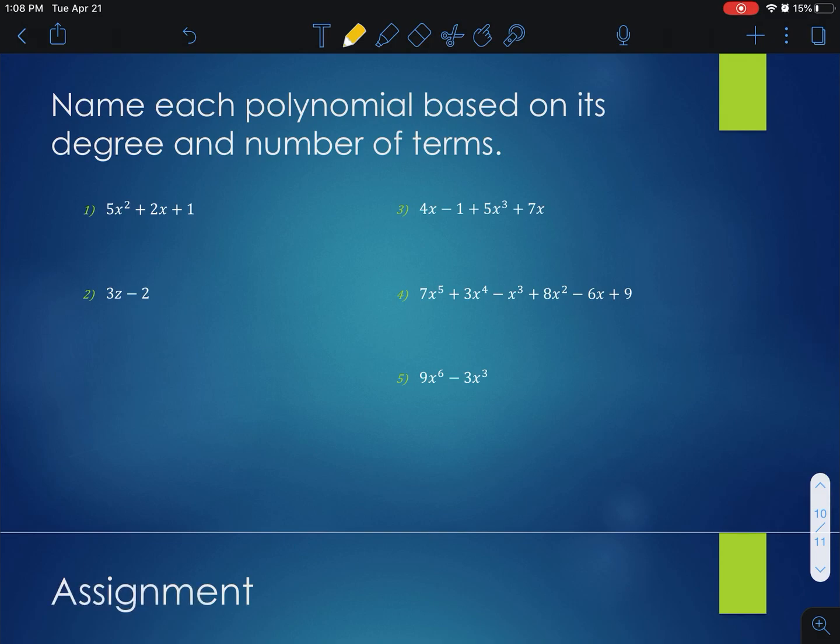So now let's look at some examples. So number 1, we have 5x squared plus 2x plus 1. Okay. First thing is find the degree. Look, the degree of this one is 2. The degree of 2x is 1. The degree of this is 0. So the biggest degree is 2. And if you look back at your chart, a degree of 2 is called a quadratic. And then there are 3 terms, so it would be a quadratic trinomial.